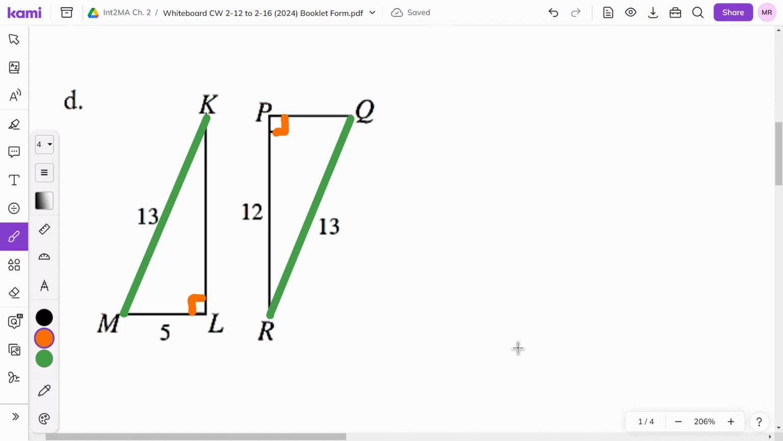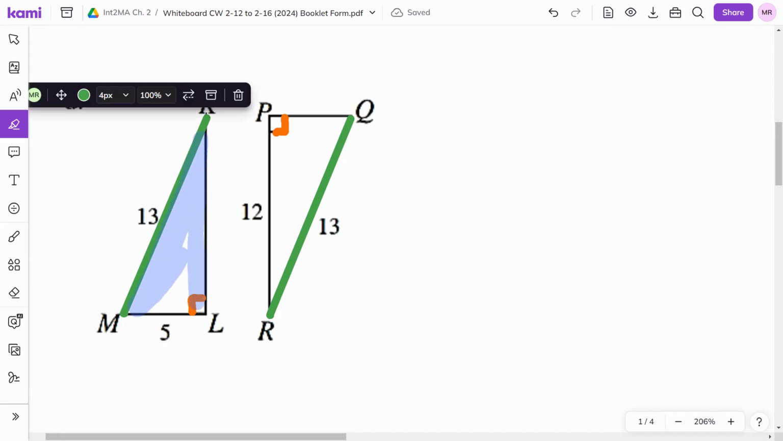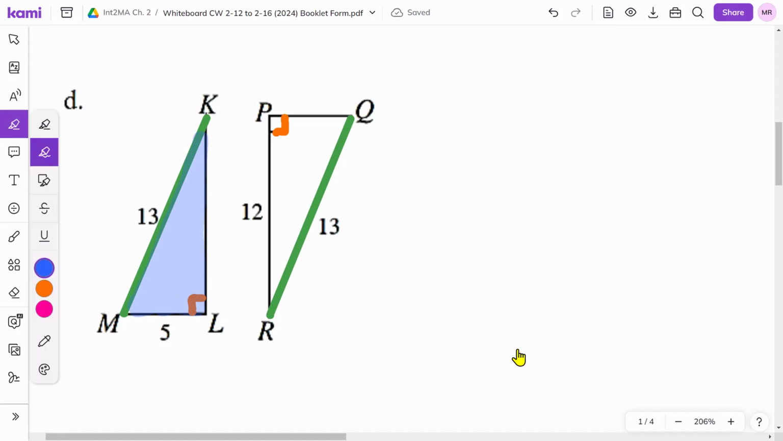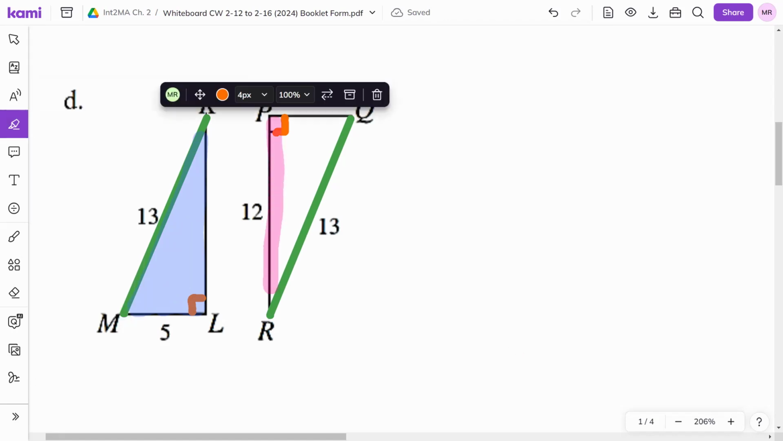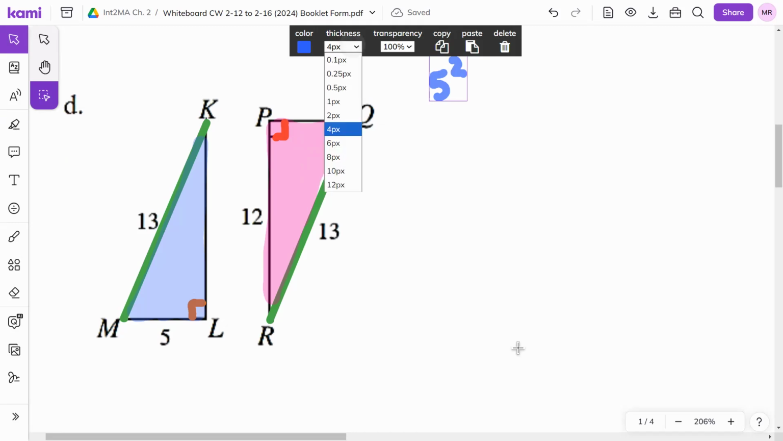So I can do a couple different things. I am going to do Pythagorean, and I'm going to just color this. So let's say that I have this one be my blue triangle, just so I can reference it. And let's say that the other one I have be my pink triangle. Okay, so I'm going to deal with my blue triangle, and I'm going to do Pythagorean. So I know that 5 squared, I'm just going to write a little smaller.